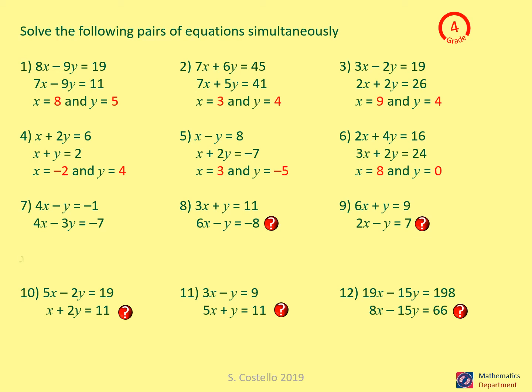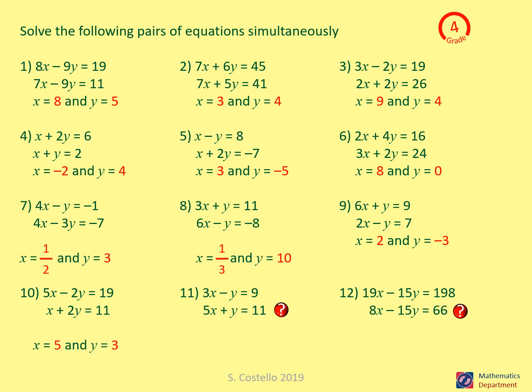For question 7, x equals 1 over 2, y equals 3. For question 8, x equals 1 over 3, y equals 10. For question 9, x equals 2, y equals minus 3. Question 10, x equals 5, y equals 3. Question 11, x equals 5 over 2, y equals minus 3 over 2. Finally, for question 12, x equals 12, y equals 2.